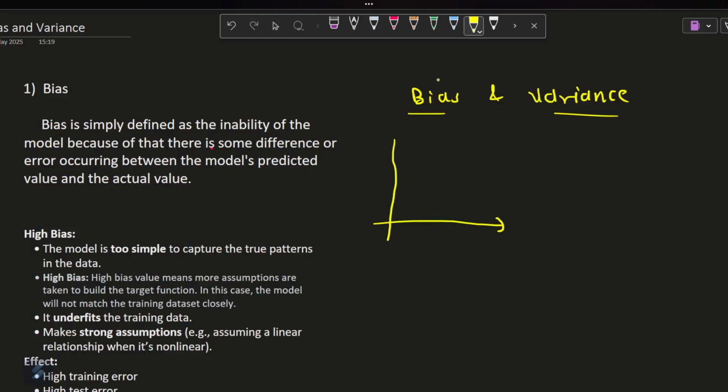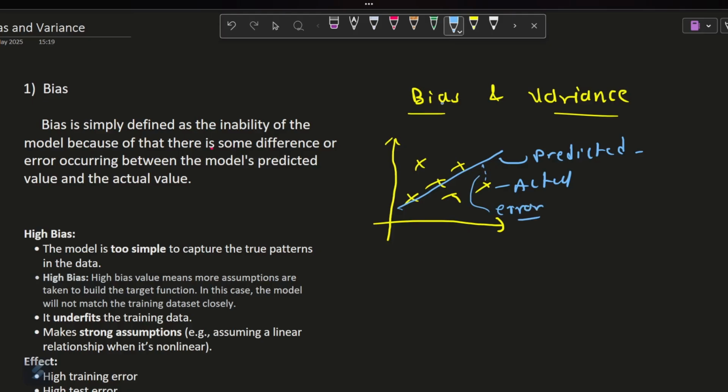Basically, we have a data set, and this is a simple data point. In that particular case, that's the actual point, and this is the predicted point, right? So what happened? This is the actual point, and this is the error between the actual point and the predicted point. So we consider this error to be nothing but bias, right?